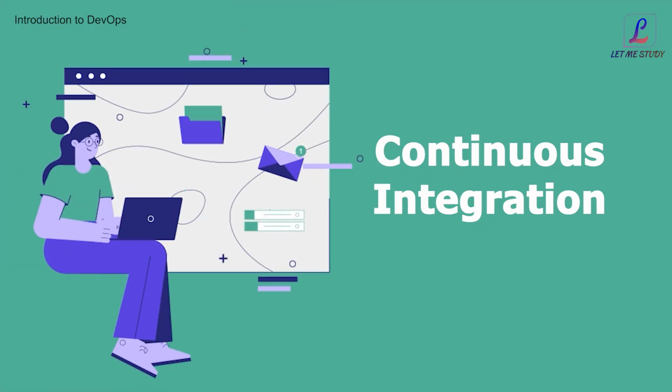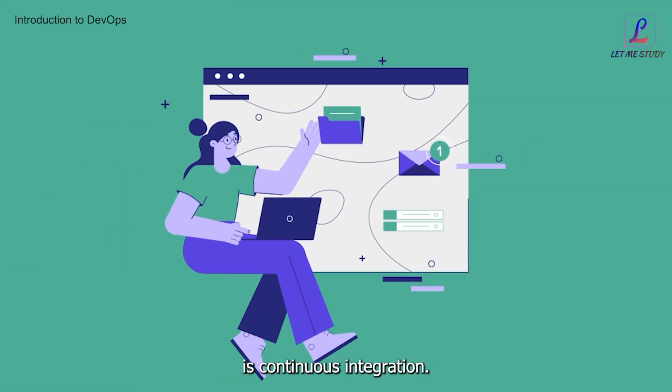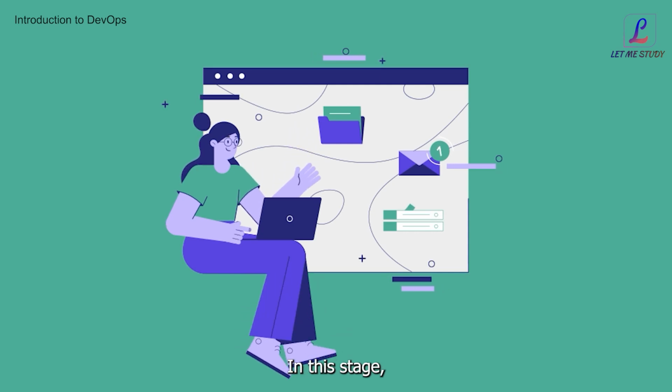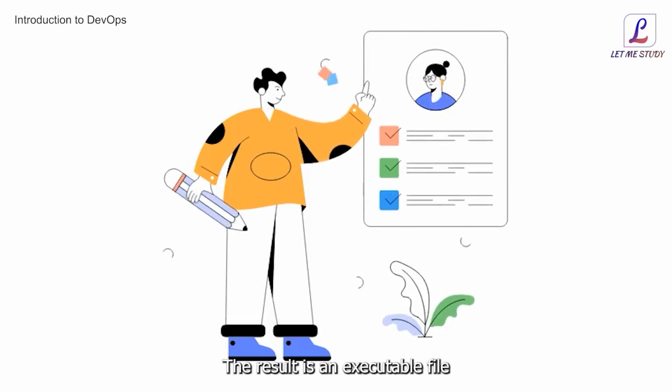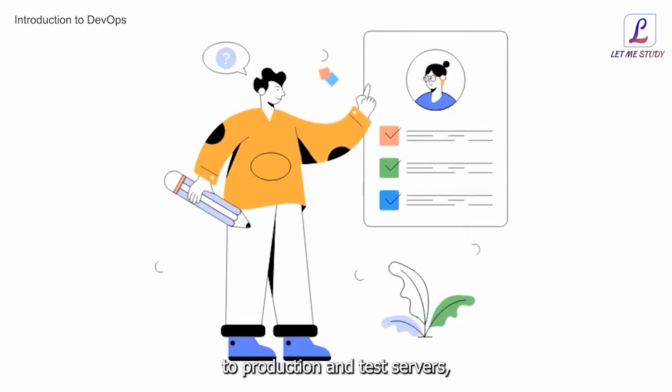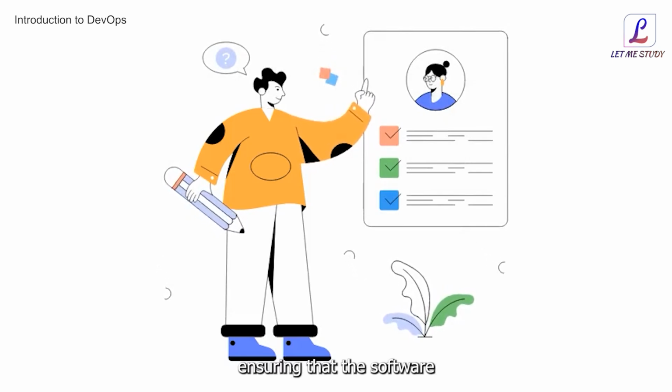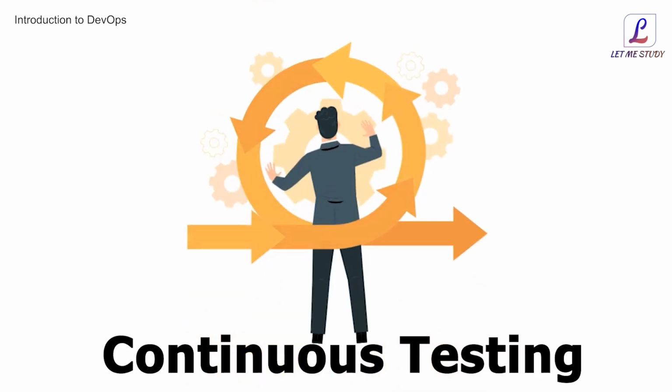Continuous integration. The second stage of the process is continuous integration. In this stage, the updated code is continually integrated with existing code using tools like Jenkins. The result is an executable file that can be forwarded to production and test servers, ensuring that the software is always up to date.